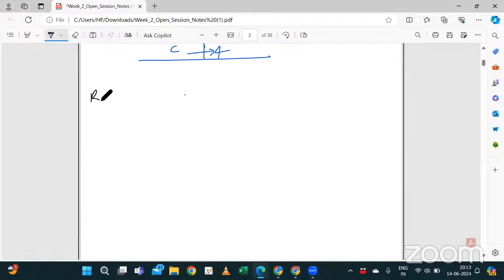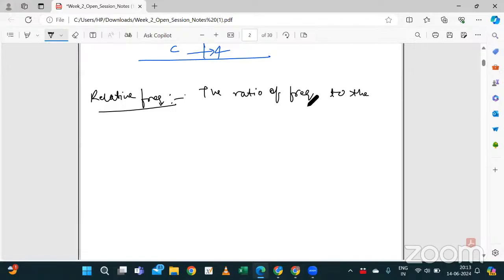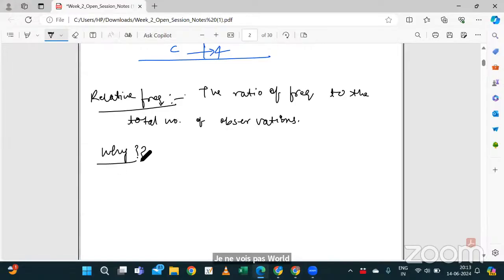Another definition is relative frequency. So what is relative frequency? The definition of relative frequency is nothing but the ratio of frequency to the total number of observations. First of all, the question is why? What's the need for this relative frequency? If I have a frequency distribution, then what is the need for relative frequency?